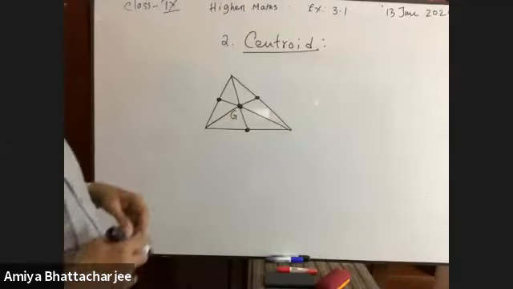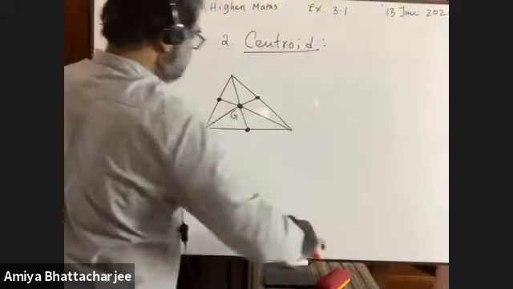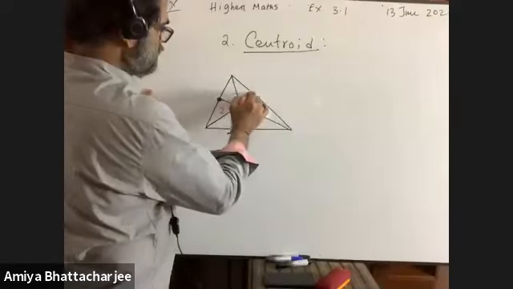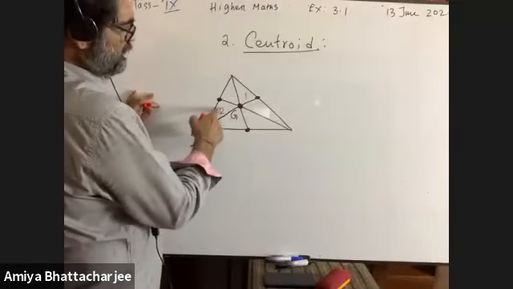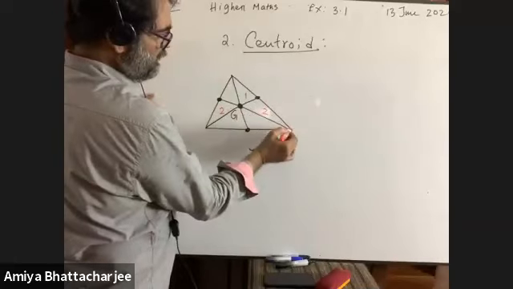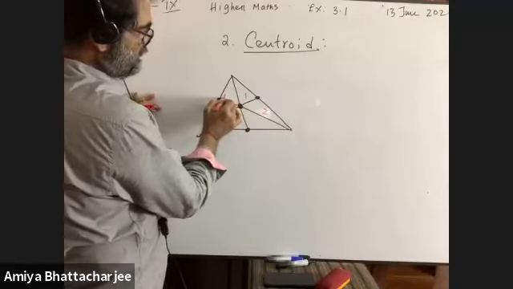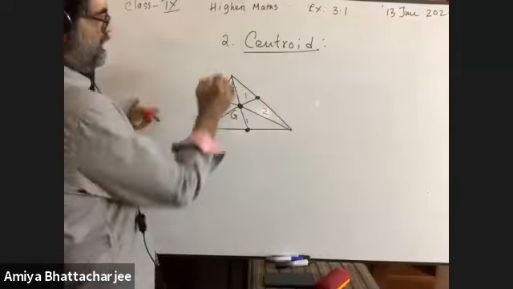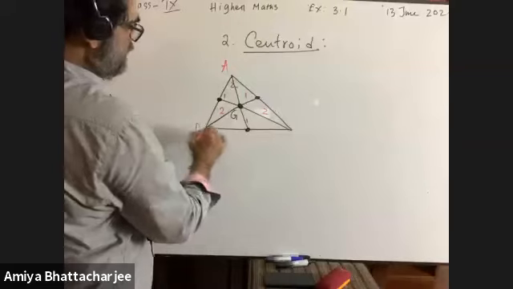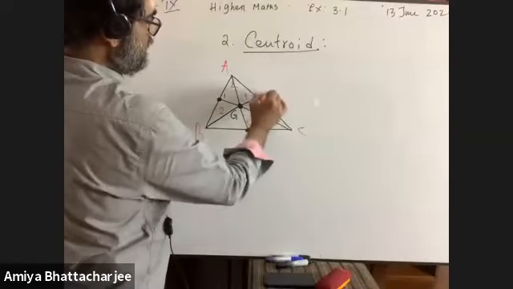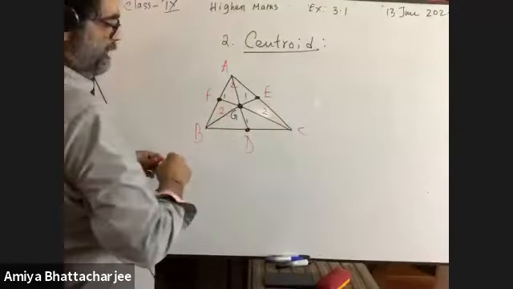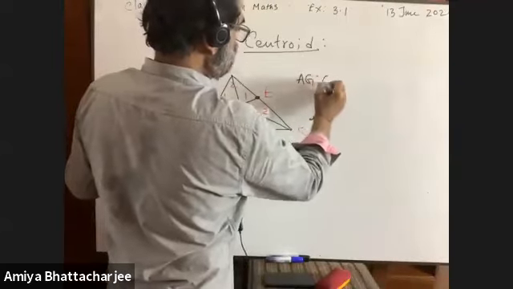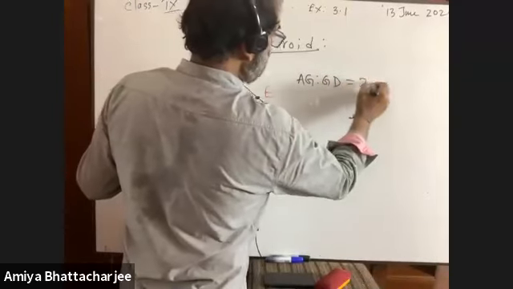Other information is that the medians are divided in the ratio 2:1. From the vertex, it is 2, then it is 1. Suppose the triangle is A, B, C, and the medians meet the sides at D, E, F. I am giving you an example. Suppose AZ is to ZD equals 2:1.